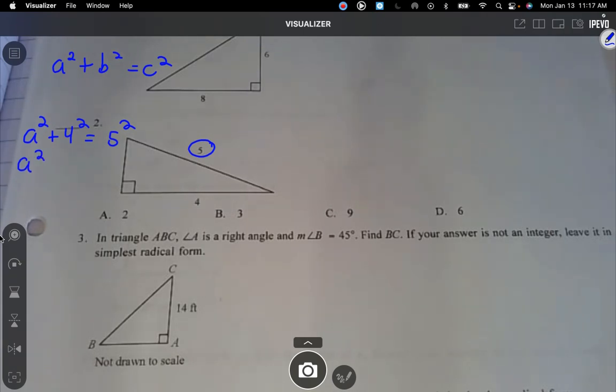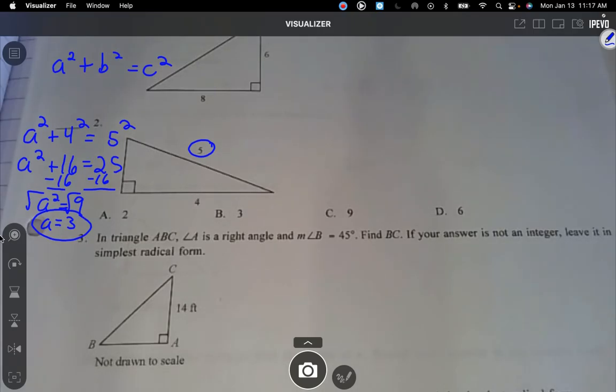So A squared plus 16 equals 25. Then what do I do? Subtract 16. So A squared equals 9. And again, same thing. To get rid of a square, we square root it. So A equals 3.